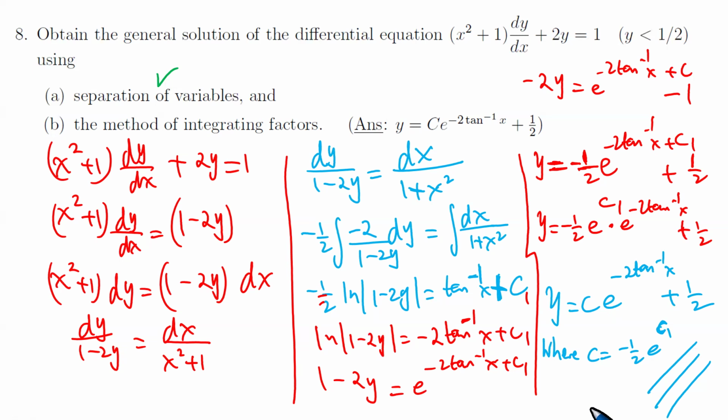so this is what we have. This is exactly what we have. And this is the answer they gave to us. Where is the answer? The answer is the one in green color. This is the answer. Y equals C e to the power minus 2 arctan x plus 1/2. It's the answer. But we used the method of separation of variables.